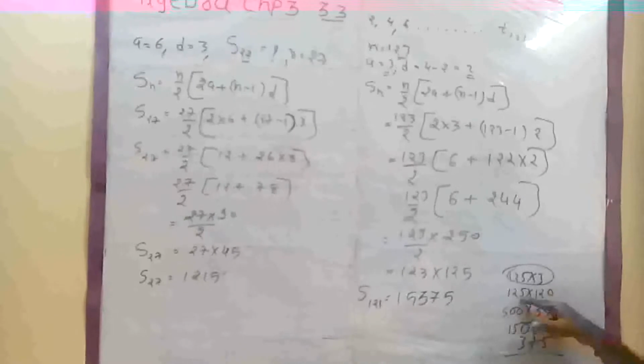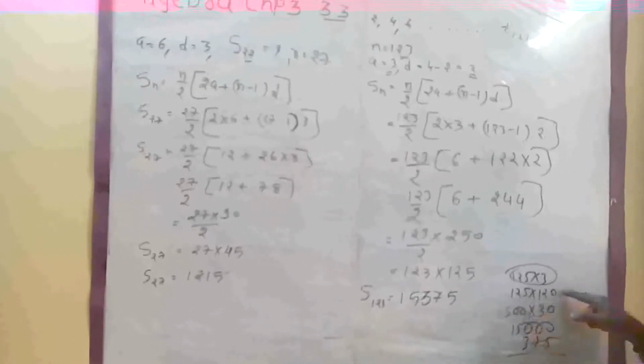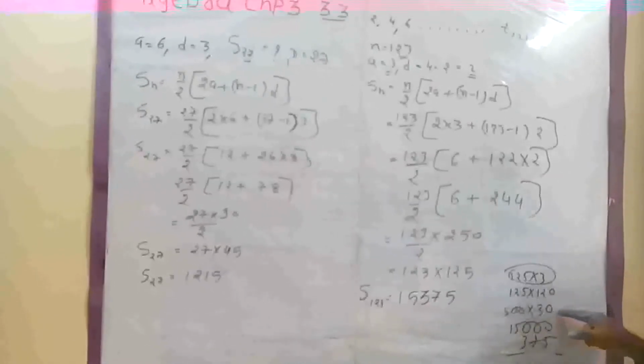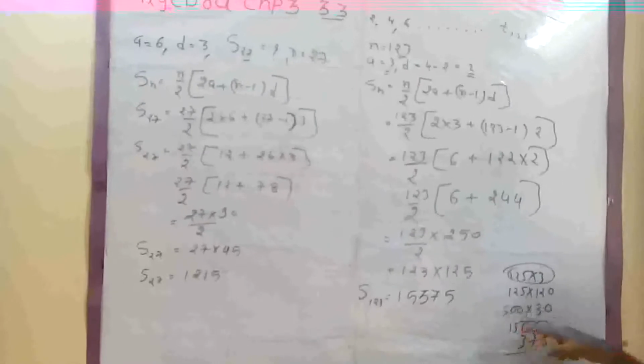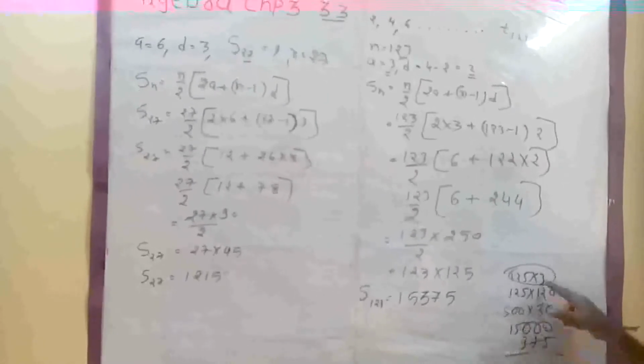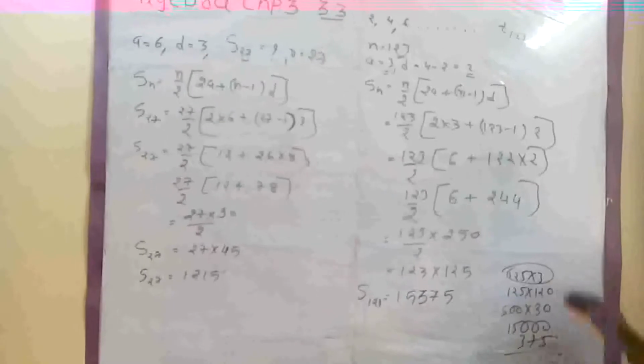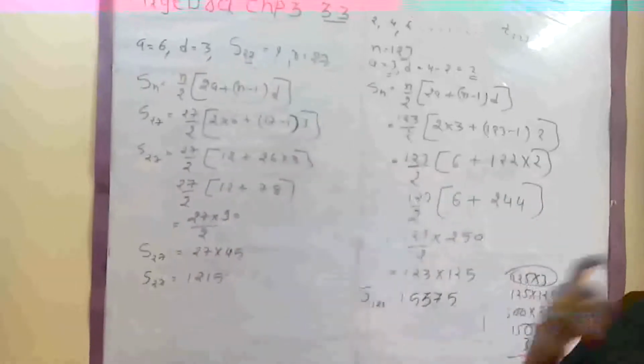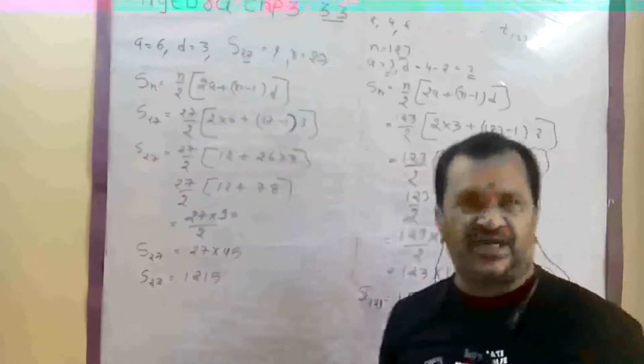I have multiplied this by 4, so it is 500. I have divided this by 4, so it is 330. Then 1, 2, 3, 0, and 5 is 50. 3 into 100 is 300. 3 into 25 is 75. Now add. So there are lots of calculation methods.